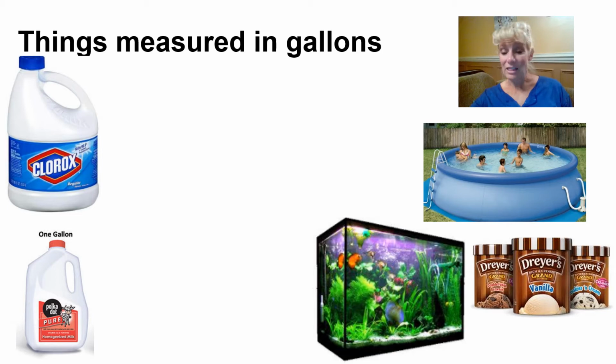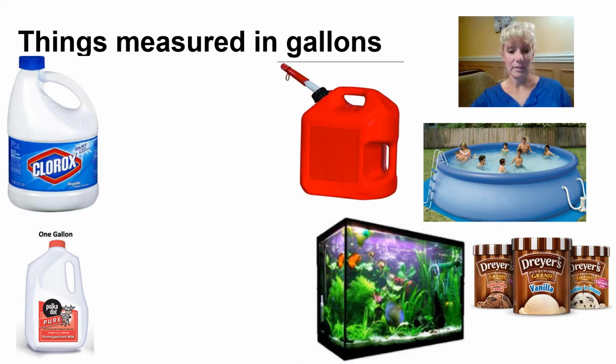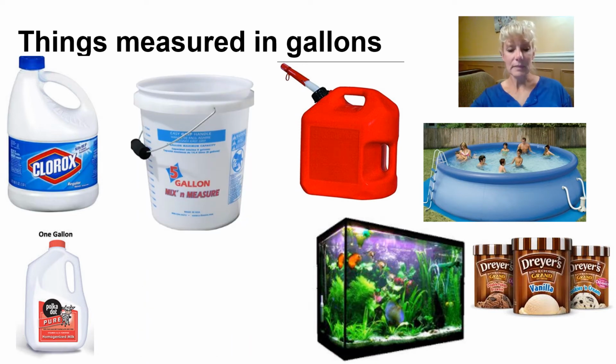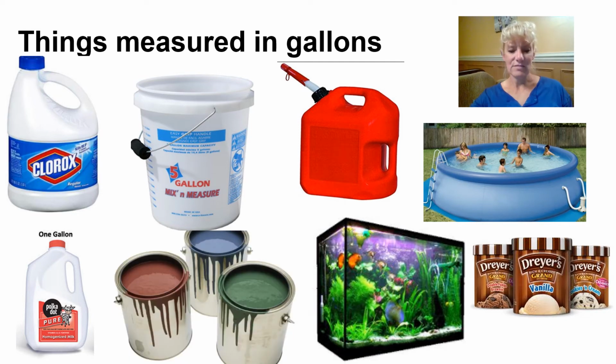We can get gallons of ice cream. We buy gas by the gallon. It's sold by the gallon. Some other things, we have buckets that are in gallons, 5-gallon buckets. And paint is also sold by gallons. So gallons would be where we have the largest amount of things.